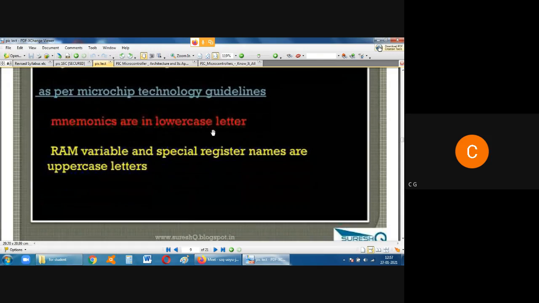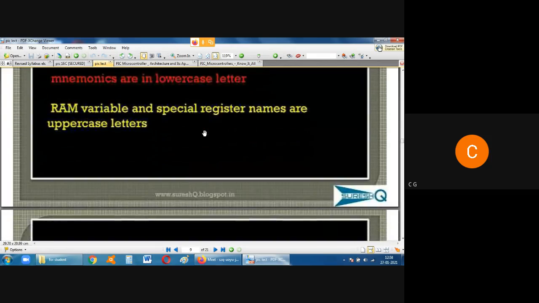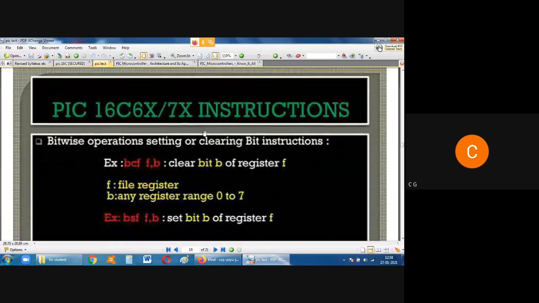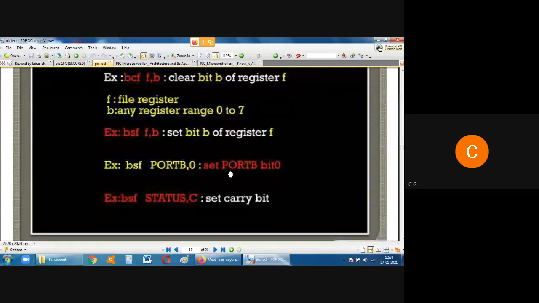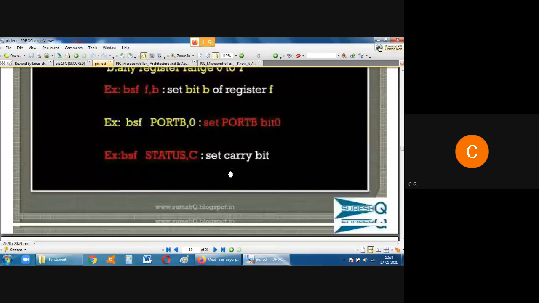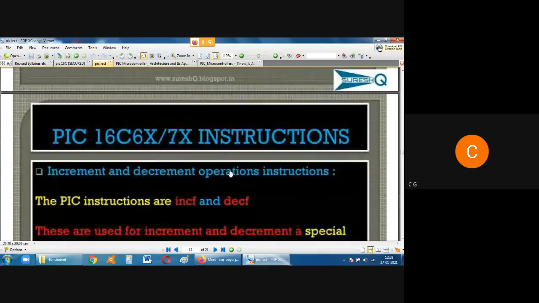So mnemonics are in the lowercase letters, and the RAM variables and special registers are uppercase letters. Okay, so when you have a capital A, capital B, then we can see it is designating the register or the special register. Otherwise, if small a, b, c, d, it can be taken as a number or a value like 0ah. So mnemonics are in the lowercase and other variables in the uppercase. Now I will not go into this because this is the example they have given for the program where lower and uppercase work.